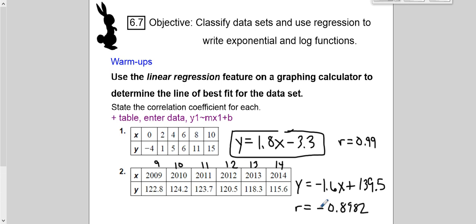So that's not as close to negative 1 as we'd like it to be. So it's not exactly linear. There's a correlation, but it's not a very strong correlation. But that's a review of how to do regression for linear regression. And then today we're going to take that experience, but instead of putting in a linear equation, we'll put in an exponential or log equation when we get to those problems.